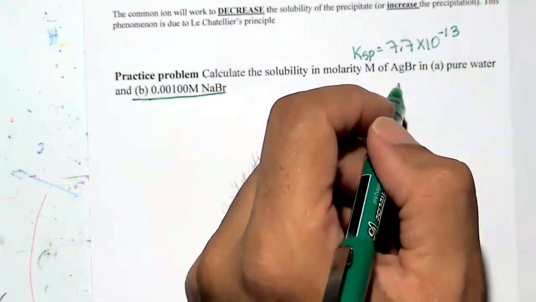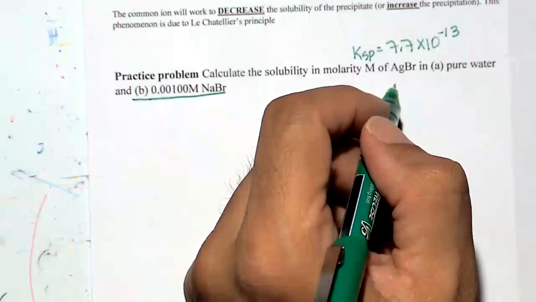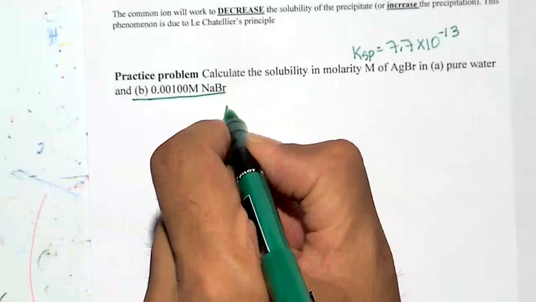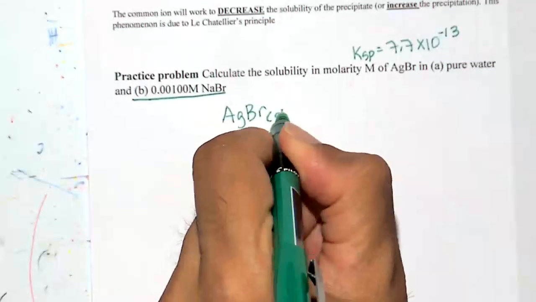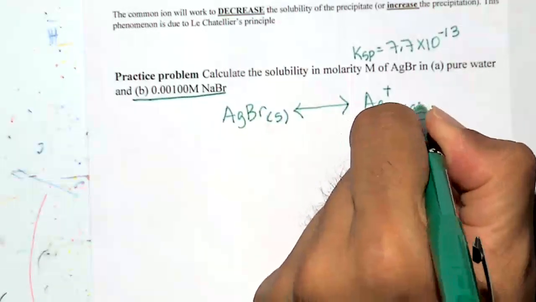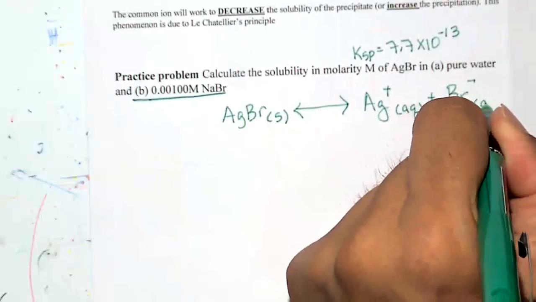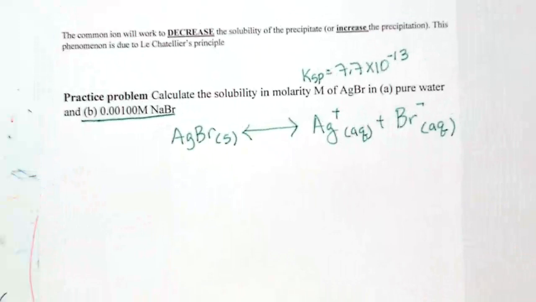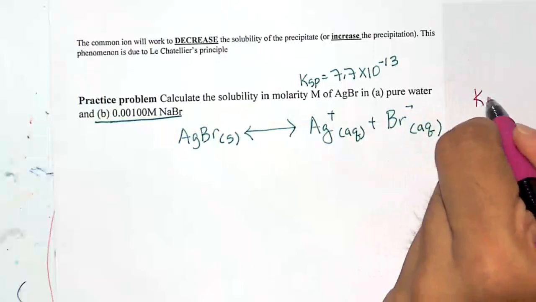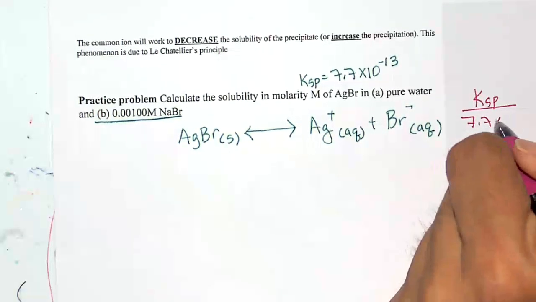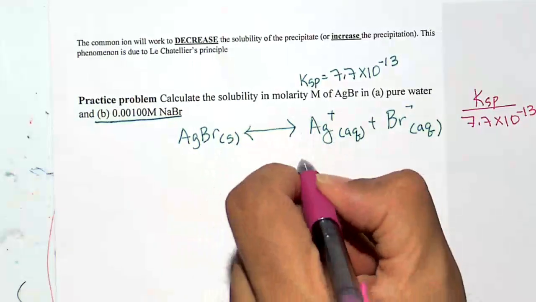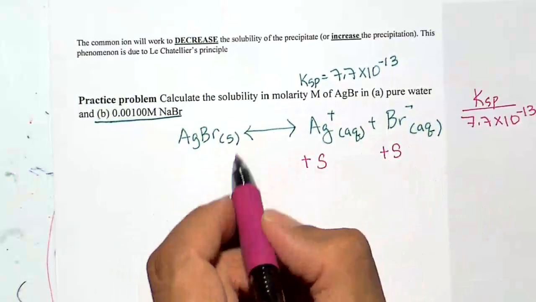Calculating the solubility in pure water is a problem we've done. We did it with AgCl, we did it with calcium phosphate last week, and now we'll do it with AgBr. First thing, we're going to write our equation, and the KSP, I'll give you that, 7.7 times 10 to the minus 13. Some of it will go back this way. This is plus S. This is plus S.